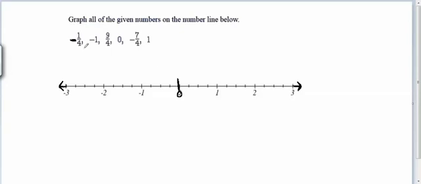That's what the denominator tells us. And the numerator tells us how many of those pieces we're interested in. Here we're interested in one of them. So we're going to move back 1 out of 4 pieces in the negative direction. So that would be my first value, negative 1/4.